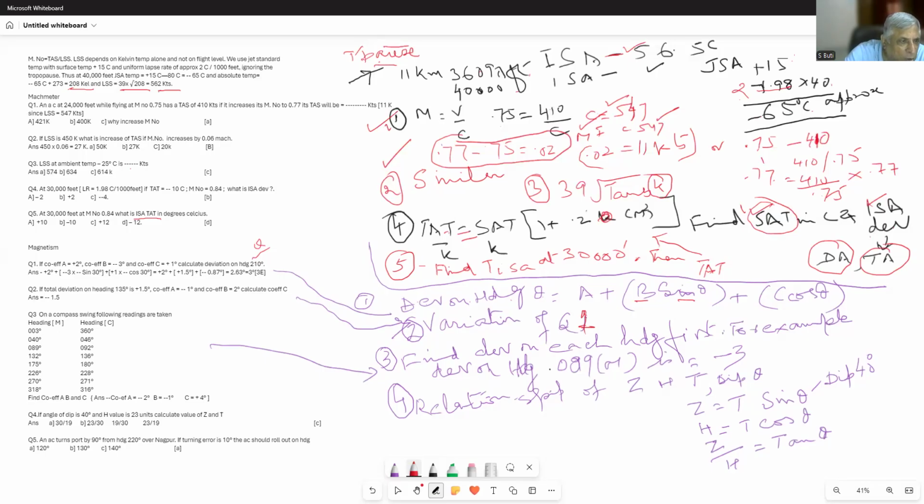And then good old formulas: coefficient B is deviation on heading east minus deviation on heading west, divided by 2. C is deviation on heading north minus deviation on heading south, divided by 2. And A is deviation on all these headings added up algebraically, then divided by the number of headings, and you will get coefficient A. Right.